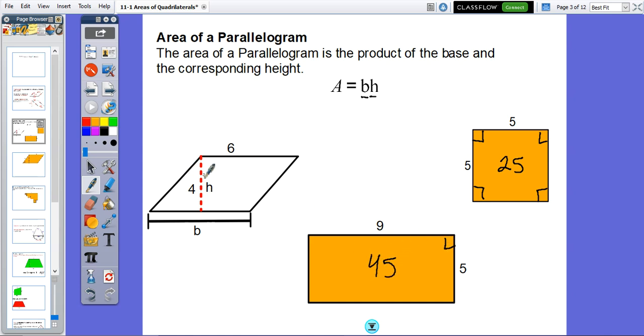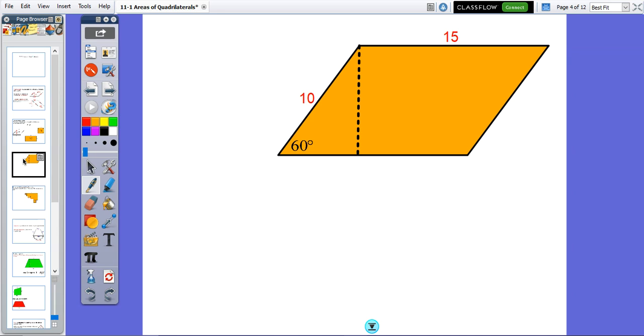So in this particular problem, doing the same identity here, we're going to take our base, in this case 6, times our height right here, which in this case is 4. Since we have our base of 6 and our height of 4, we'll get 24. So we just multiply the base and height. Okay, but sometimes you'll run into problems where you don't have the height.